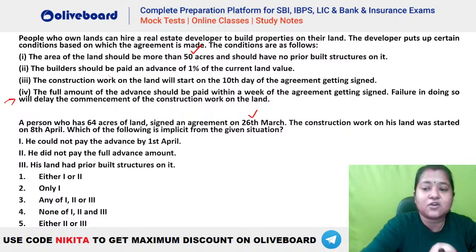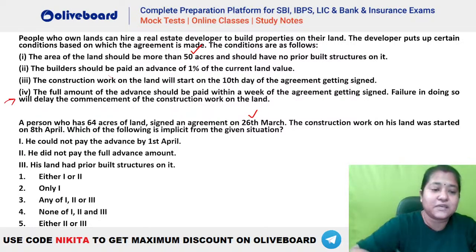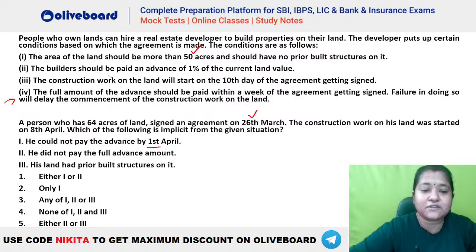The construction work on his land was started on 8th April. Which of the following is implicit from the given situation? The first one says he could not pay the advance by 1st April. Absolutely, this has to be the right one. Why? Because if the construction does not start within the stipulated time of 10 days and it gets delayed, that means he did not pay the full amount, which should be paid within a week, right? Within the week it has to be paid. So that means he was not able to pay by 1st April.